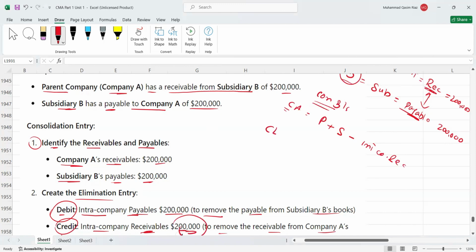And in a similar way, once we prepare the current liability section, and we are dealing with the payables, we will take parent's payable plus subsidiary's payables minus intra-company payables. So this is how you will get consolidated receivables. This is how you will get consolidated payables, which will be shown in the consolidated balance sheet. I hope it's clear, right? So it's simply elimination of reciprocal balances.